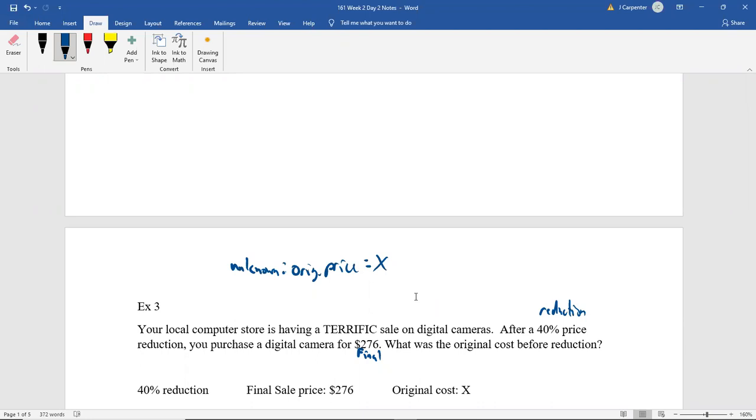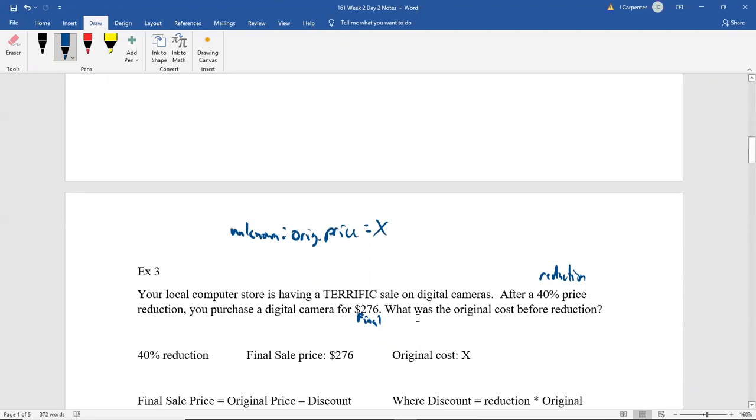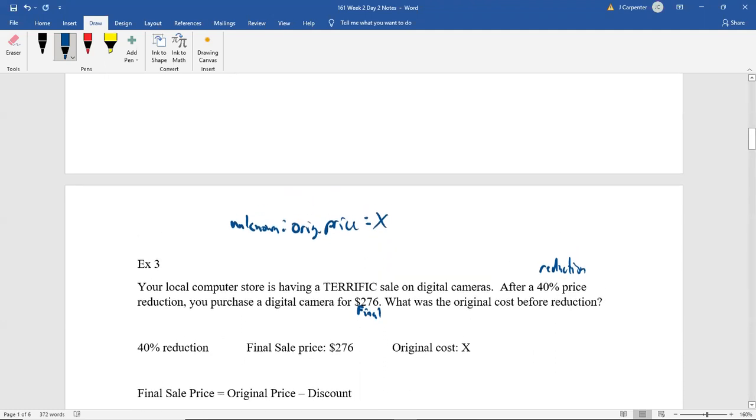So again, your sale price or your final price would be the original price minus the discount. So your final price is the difference of the original price and a dollar amount of discount. So this is a dollar amount minus a dollar amount. The discount is not 40%. That's the discount rate. What's the discount? It's 40% of the original price.